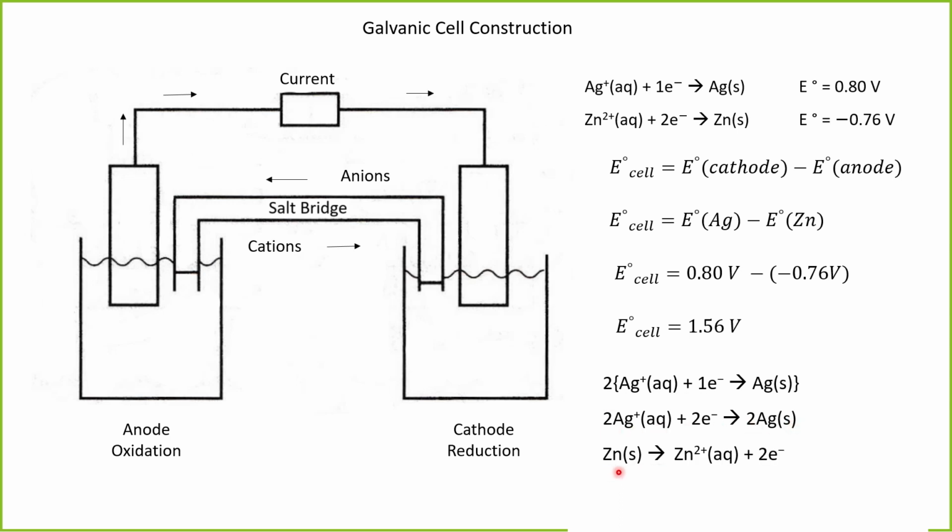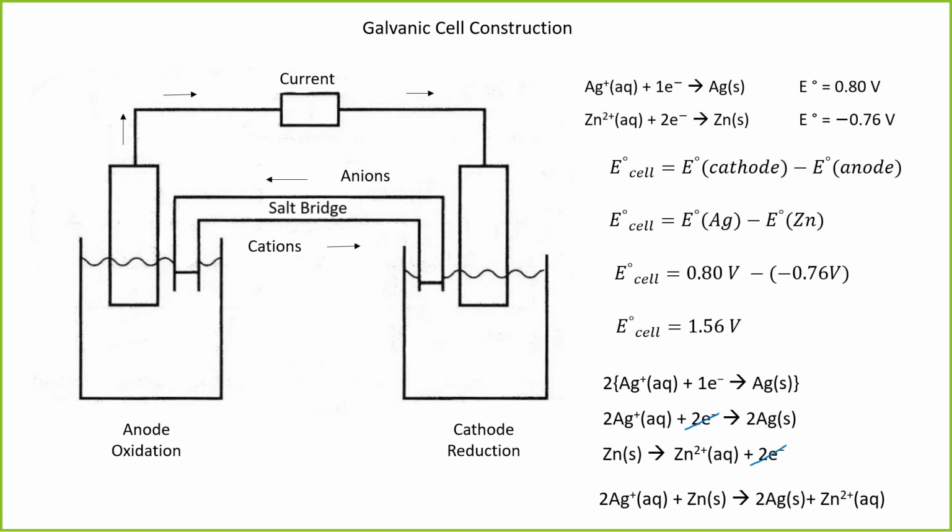Add it to my zinc. You can see I've switched my zinc from a reduction to an oxidation. And I simply add these two half reactions together. When I do that, you can see that my electrons cancel out, and I just bring everything else down. So my reaction for this galvanic cell is this right here. So my silver is going to be reduced to silver metal, and my zinc is going to be oxidized to zinc cation.